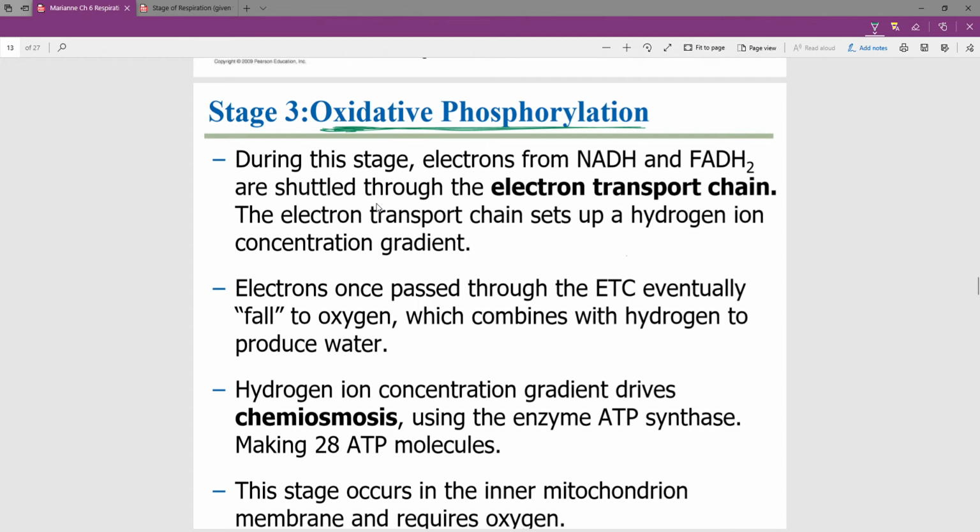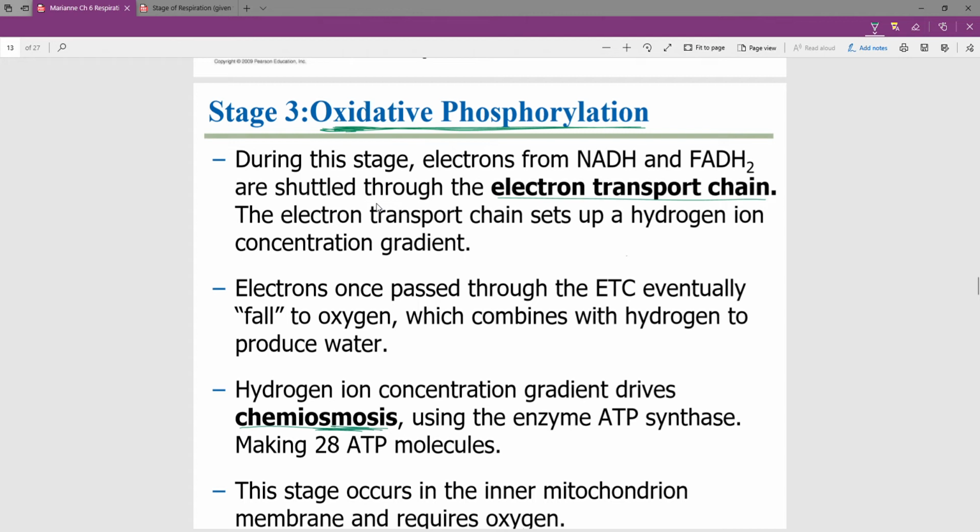So it has two different parts. Oxidative phosphorylation has the electron transport chain in it, and it also has chemiosmosis. Really these two stages rely on each other. The electron transport chain is going to set up chemiosmosis so that it's possible, and chemiosmosis is the major payday.